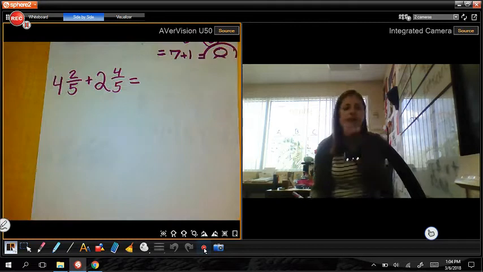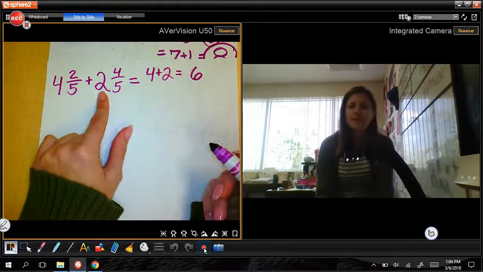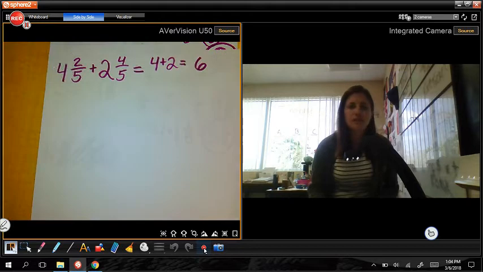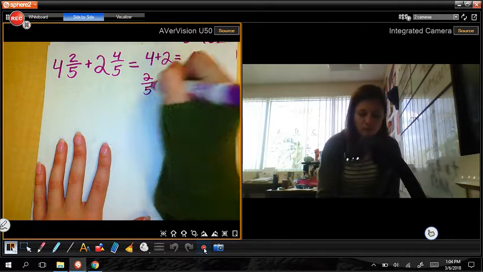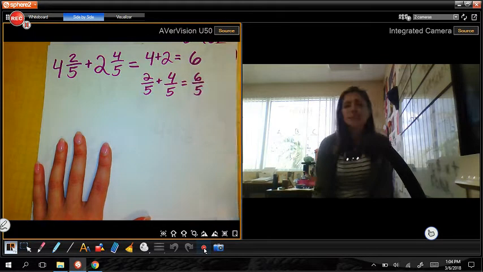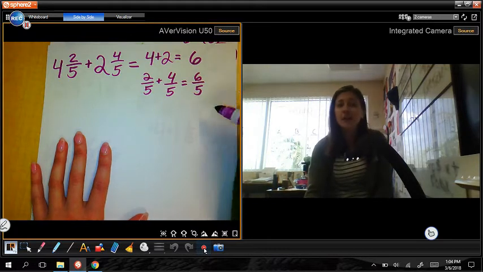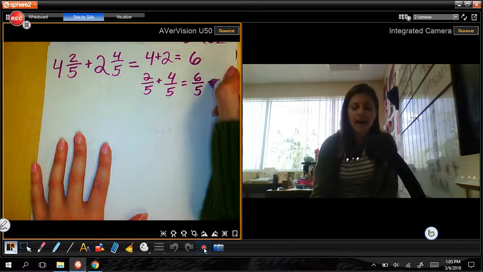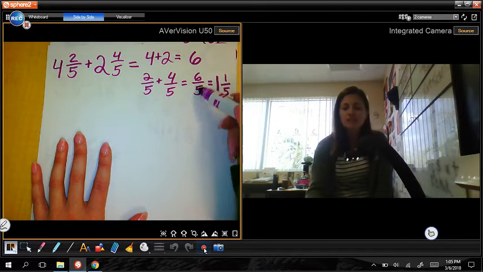So now for this one, I'm going to add my whole numbers. So 4 plus 2, that gives me 6. And then I'm going to add my fractions. So to add my fractions, I am going to add 2 over 5 plus 4 over 5. That gives me a total of 6 over 5. But wait, is this an improper fraction? It is. So I can convert it into a mixed number. So I'm going to ask myself, 5 can go into 6 one time, and that leaves me 1/5 left over. So my mixed number for this improper fraction is 1 and 1/5.